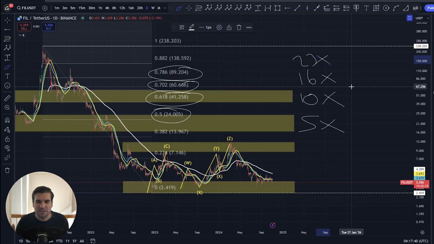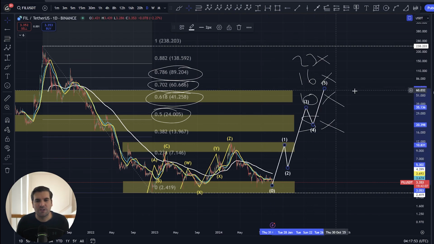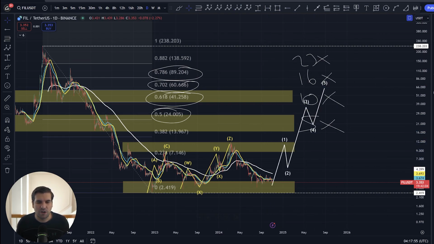Okay, so there's some serious potential here for Filecoin, but I do think that we need to get through a lot of these areas of resistance, get past some of those Fibonacci levels, and structure out what I'd hope to see, which would be a 5-wave move to the upside in an Elliott wave structure. So those are kind of my thoughts and opinions on Filecoin.